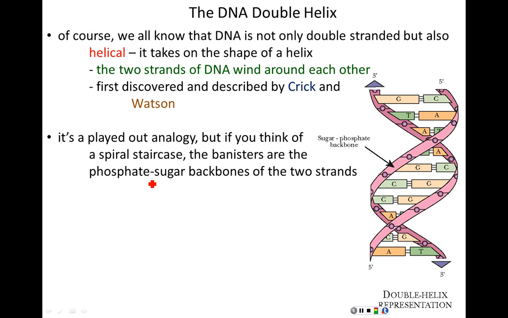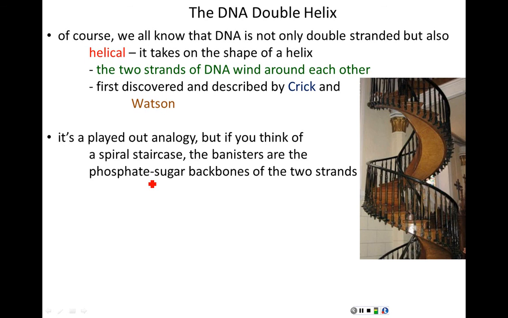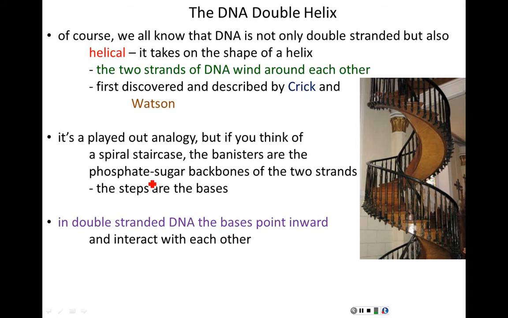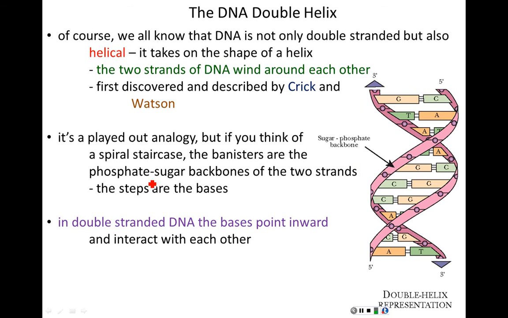You can think of a spiral staircase where the banisters are the phosphate sugar backbones, very repeating, of the two strands. And the stairs connecting those two banisters, the stairs are the bases interacting in the center of the staircase. In double-stranded DNA, the bases point inward toward the center of the helix. They interact with each other, as we see here.